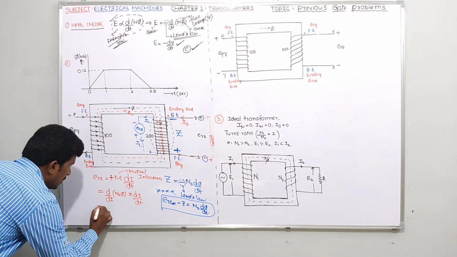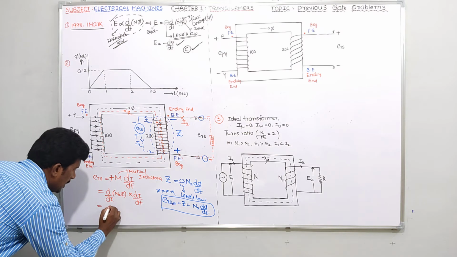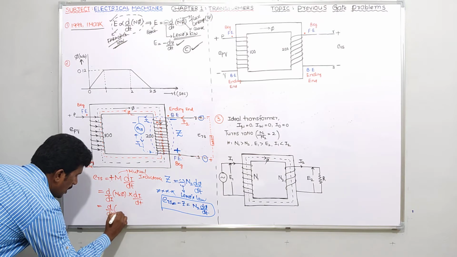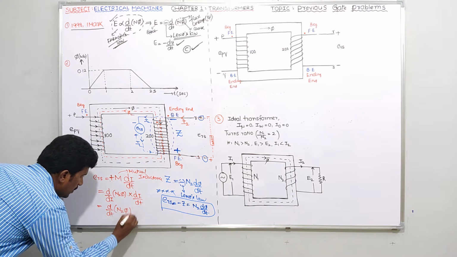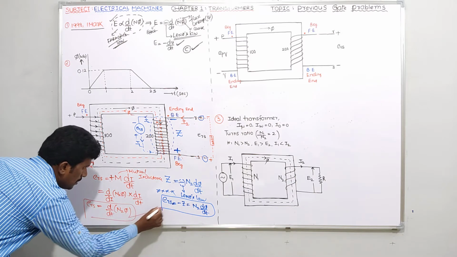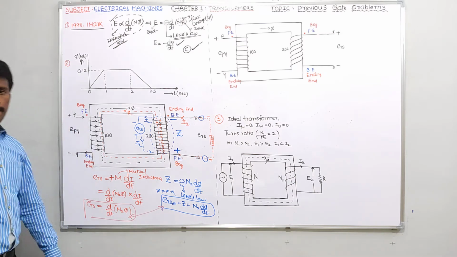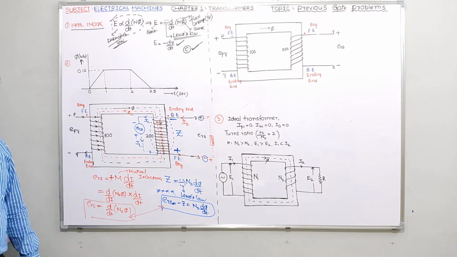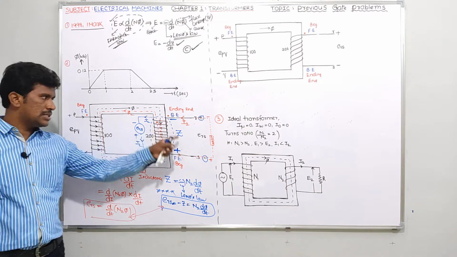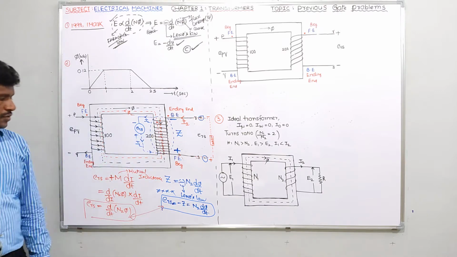So guys, if I cancel this di here, what does it become? d by dt of what? N2 into phi. This is the formula for ERS in this case. Same only, right? Yes. You should use this formula only for this question. If the sense of winding is like this and the dot is like this, you should use this formula only.